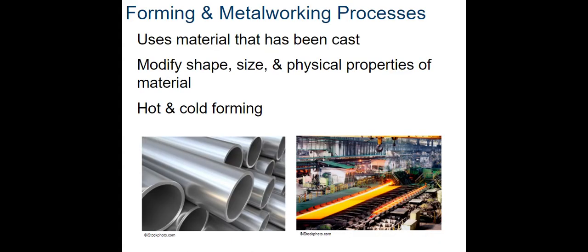Forming or metalworking can be used in making things like pipes that you see at the bottom left here. This will use material that's been cast. You can modify the shape, size, and physical properties of the material, and sometimes it's done with heat under hot conditions. Other times it's done in cold conditions, cold forming.